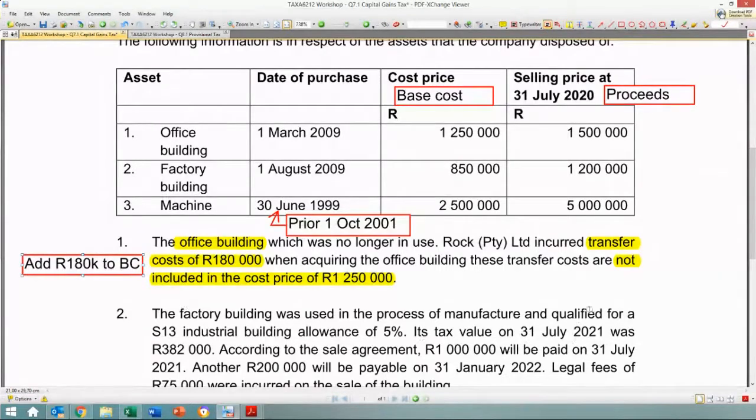They do not give us any other information regarding that, so our selling price, our proceeds, would be the same. Because this building was already purchased in 2001, we had capital allowances at that stage, but which is no longer applicable. So we would not have to worry about a recoupment for the office building as such.